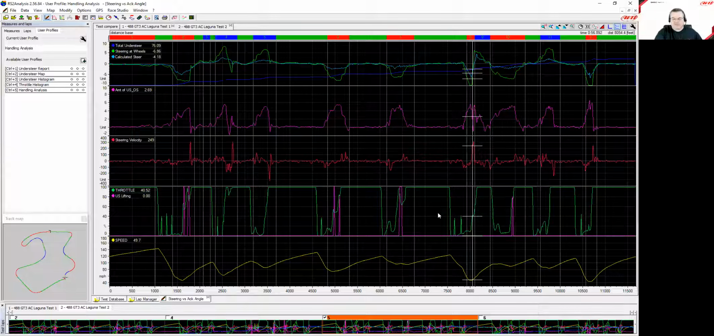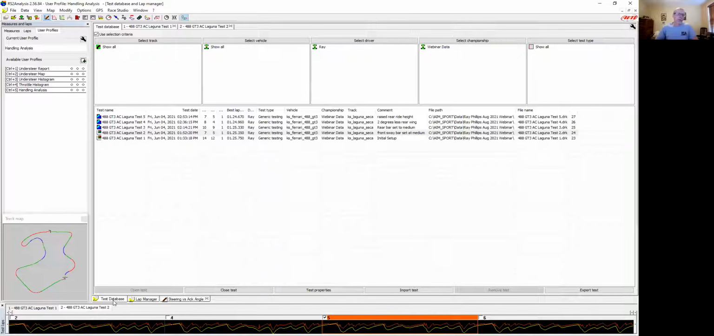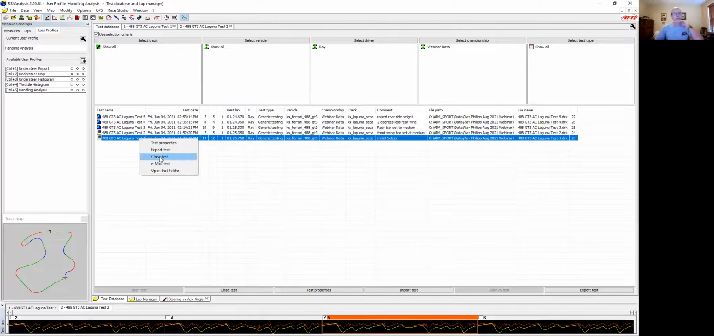Okay. And interesting that what the data shows as well is a lot of your understeer is happening from the middle of the corner out. All of these lifts that you're having to do here are happening on the exit of corners as the car's understeering. Right. So let's go to the test database again, and I'm going to close test 1.